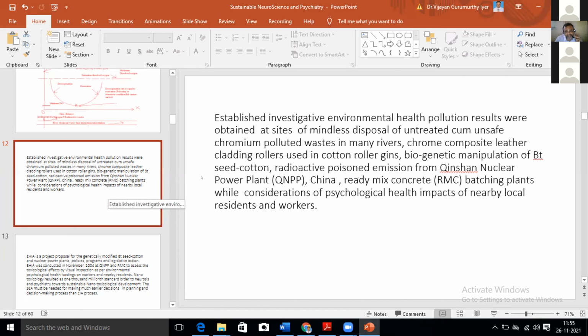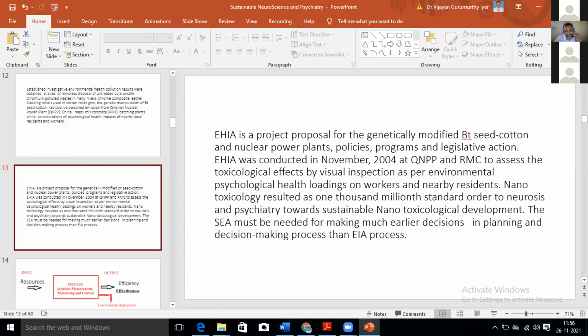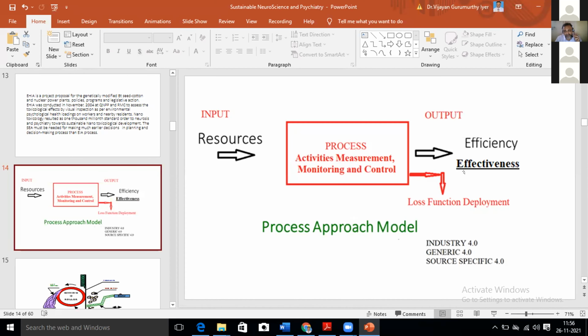For example, this investigation took place at the Kunshan nuclear power plant, China, looking at the untreated effects due to chromium pollution in the rivers, chrome composite leather clad rollers in the gins, and the Kunshan nuclear power plant disaster. Psychological health impacts on the residents and workers have been investigated, and it is very important for nuclear power plants to conduct the EHIA, the environmental health impact assessment process. It is a very important process, and it is a process approach which can control the loss function deployment.